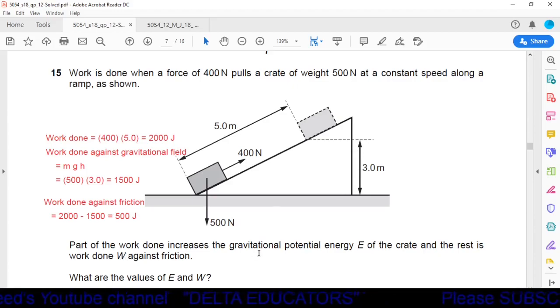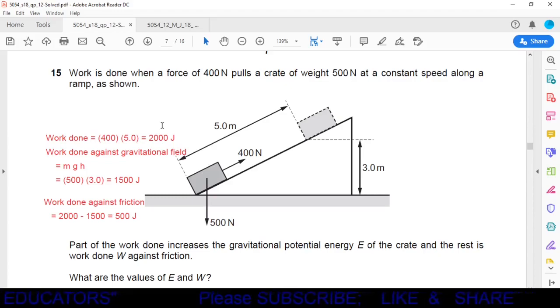Part of the work done increases the gravitational potential energy E of the crate and the rest is work done W against friction. What are the values of E and W? First we calculate what amount of work is done in carrying the object up this ramp. Here we are applying a force of 400 Newton. The distance the object moves is 5 meter. Now the work done will be equal to force into displacement, that is 400 multiplied by 5 is equal to 2000 joules. So total amount of work done is 2000 joules.